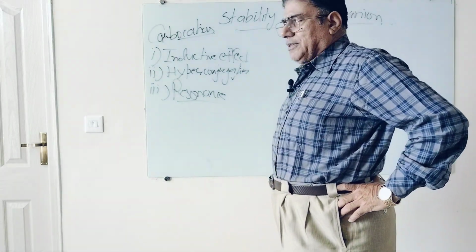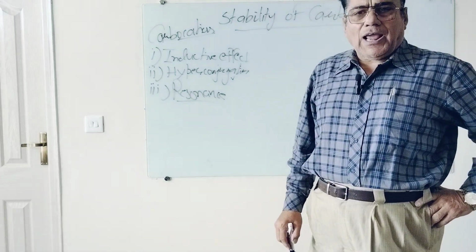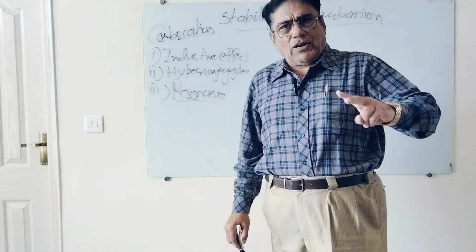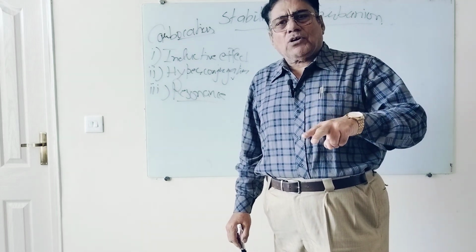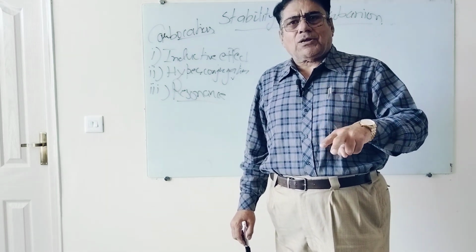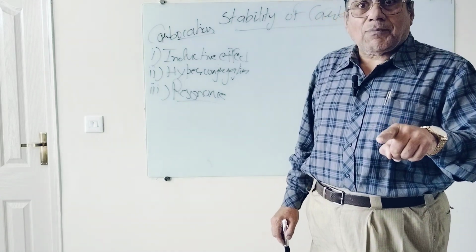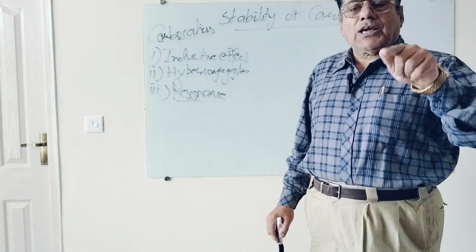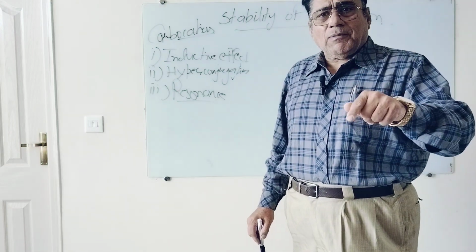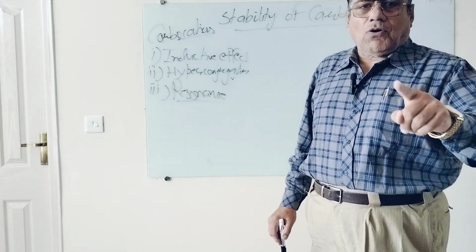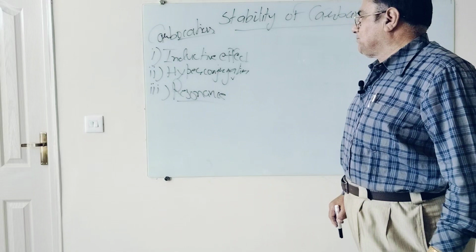Resonance, yes. Whenever there is resonance, suppose allyl carbocation has 2 resonating structures, I did say it is very much stable. Benzyl was more stable, diphenyl was more stable, triphenyl was the most stable carbocation, because there were 9 plus 1 resonating structures in triphenyl methyl, but only 2 structures in allyl carbocation.